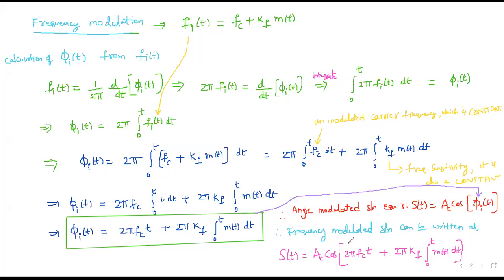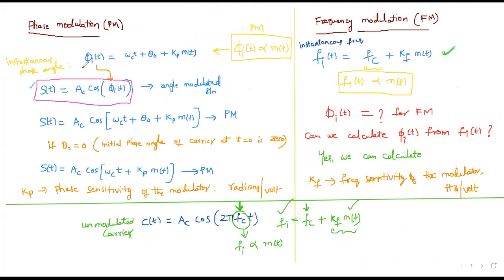So don't be scared by looking at the expression. If you just remember this phi I of t definition, you can derive all these things in 1 or 2 minutes. It won't take much time. So don't try to mug up anything. Just try to remember this expression as well as this expression. Once you remember the definition of phase modulation and frequency modulation, you can derive all the things from the definition itself. You need not mug up anything.